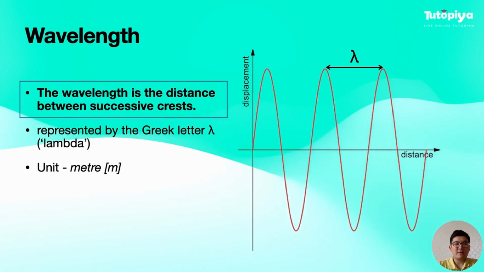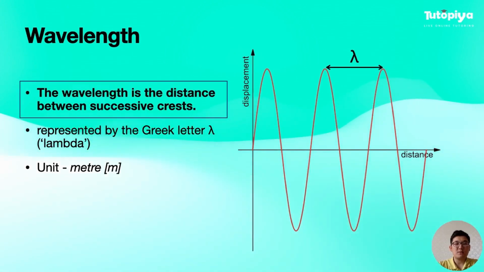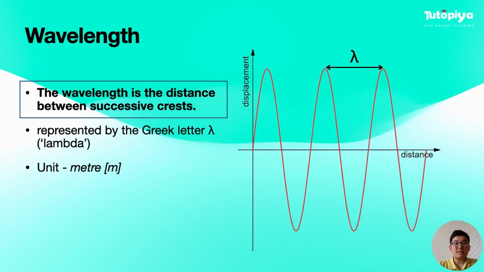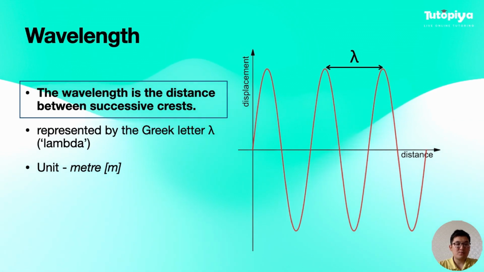The wavelength is the distance between successive crests. The crests are the peaks of the wave. You can see them in the wavelengths on the diagram. We use the Greek letter lambda to represent the wavelength. The unit of wavelength is meter.